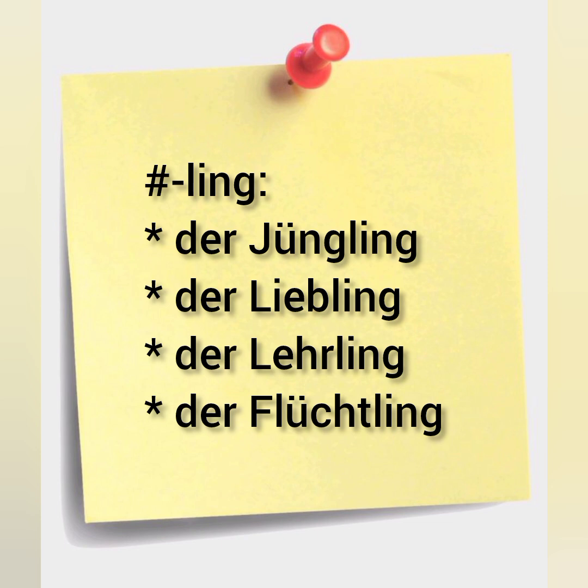Next point, nouns ending in ling, like der Jungling, youth or youngster. Der Liebling, darling, right? Der Lehrling. Now, Lehrling is a trainee or an apprentice. Der Flüchtling, a refugee or a fugitive, right? So let's see the examples again. Der Jungling, der Liebling, der Lehrling, and eventually der Flüchtling.